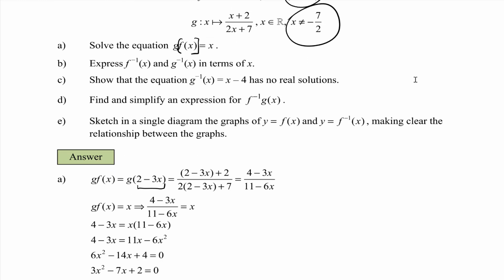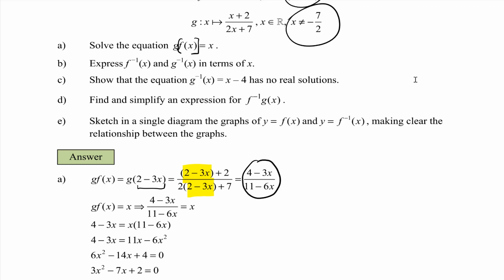So the g function is just x plus 2 over 2x plus 7. So you can see we've just substituted x with 2 minus 3x. Expand the top and bottom, gives us this function here. And then the question just says, when is this equal to x?